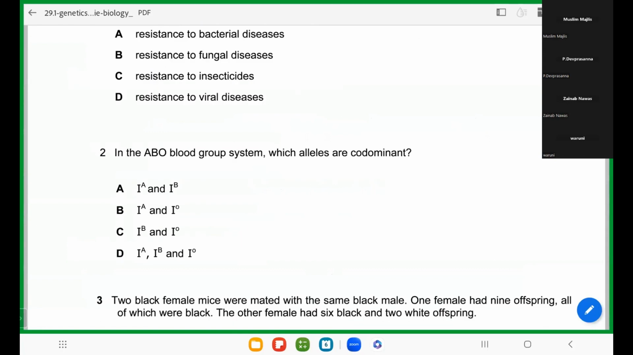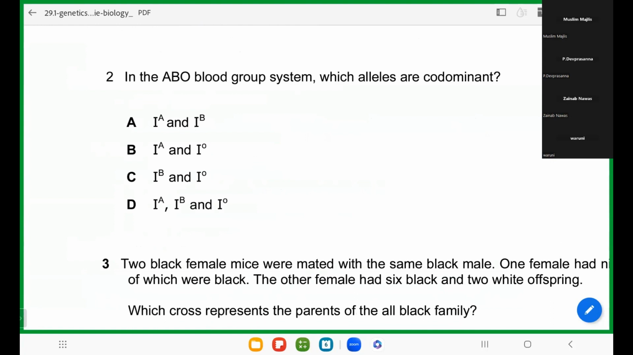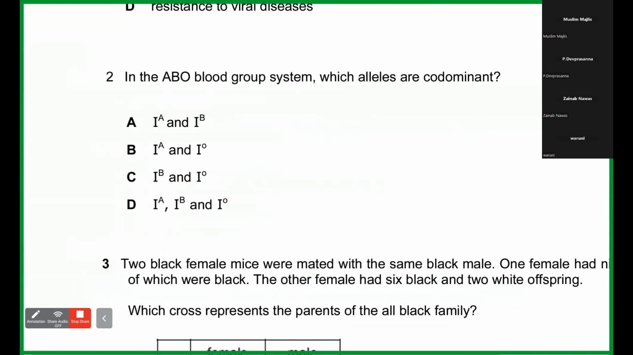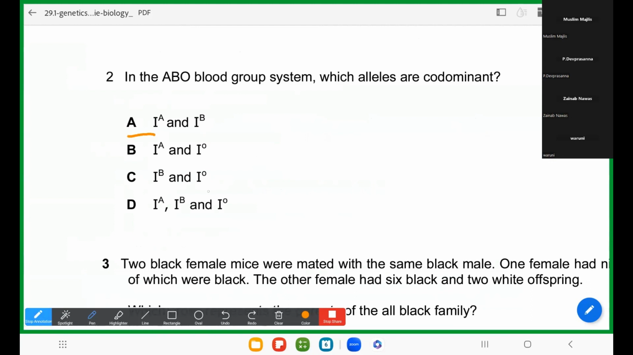So in this situation, in the ABO blood group system, which alleles are codominant? So if you guys can drop your answers. So IA and IB alleles are codominant, whereas IO is recessive to both IA and IB. So this is a polyallelism situation, and these two are codominant factors.